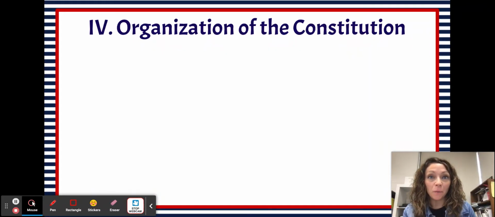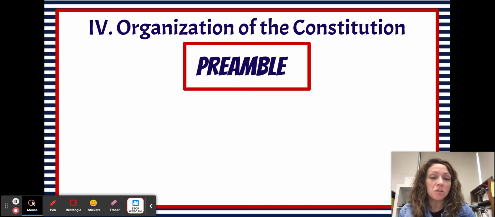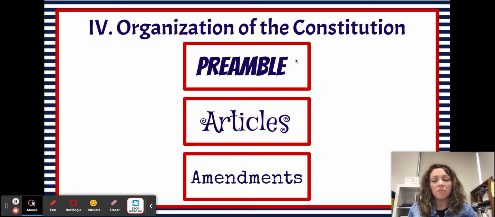Today we're going to be looking at the organization of the Constitution. Can you believe it? We finally get to get into the Constitution. I'm so excited. So first thing we need to look at, the Constitution is organized into three different sections. The first section is the preamble. And the preamble is where our founding fathers kind of introduce the document, why we are having this Constitution, what they hope to accomplish by creating it.